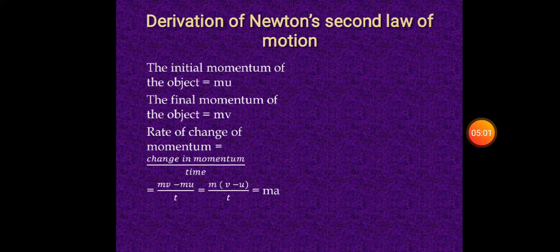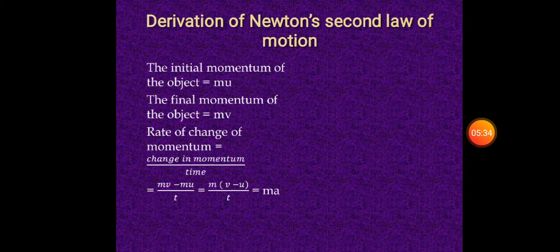Suppose an object of mass m has an initial velocity u. When a force F is applied in the direction of its velocity for time t, its velocity becomes v. According to momentum, the initial momentum of the object is mu, while the final momentum of the object is mv.